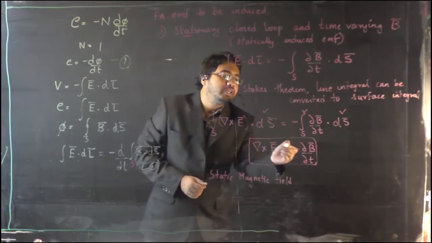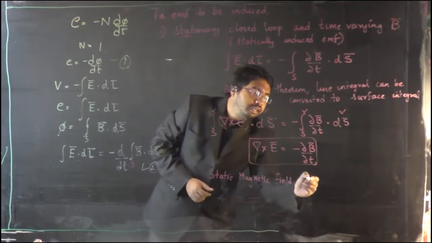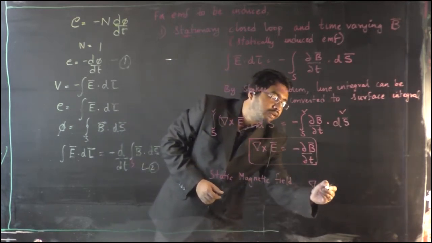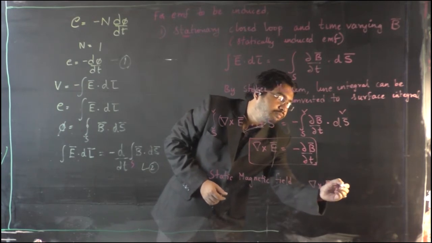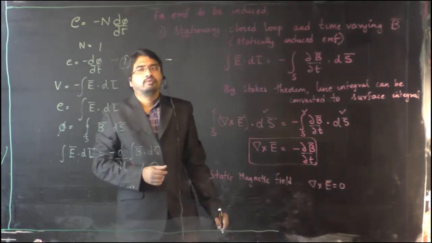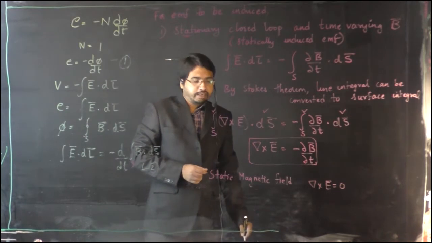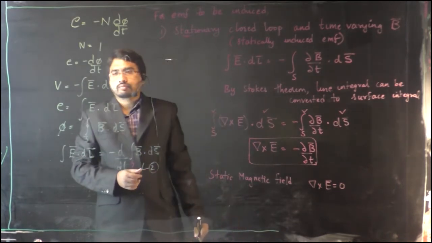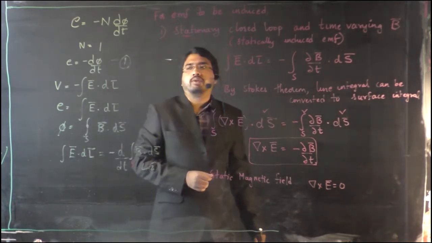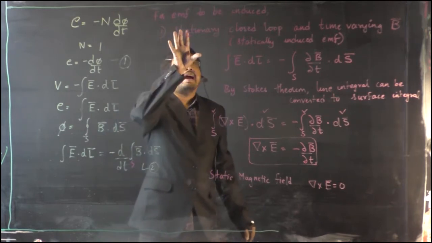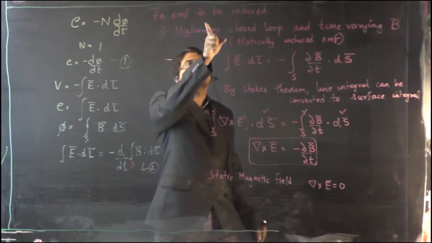Then what is the derivative of a constant? Then it will become 0. Del cross E bar will become 0. For a static magnetic field, del cross E bar will become 0. Okay. So what is Faraday's law, first case, for the EMF to be induced?